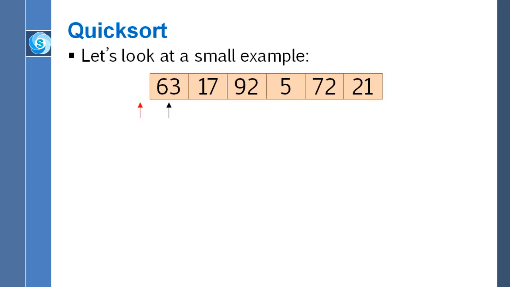Reminding you that everything in the first subarray, we want it to be less than or equal to the pivot. So what is the pivot in this example? Well, again, I'm using the last entry as the pivot. So in this example, 21 will play the role of the pivot.